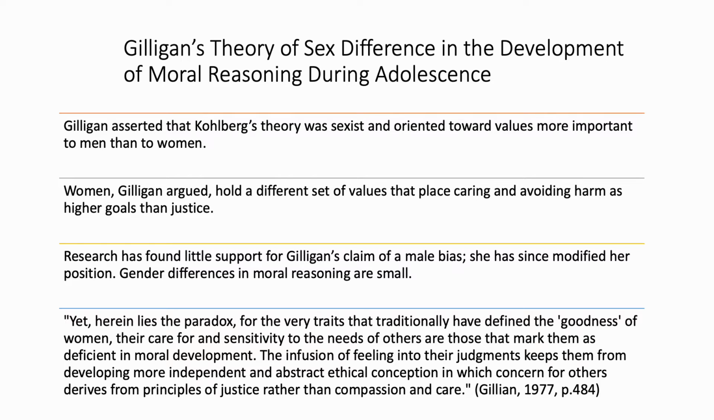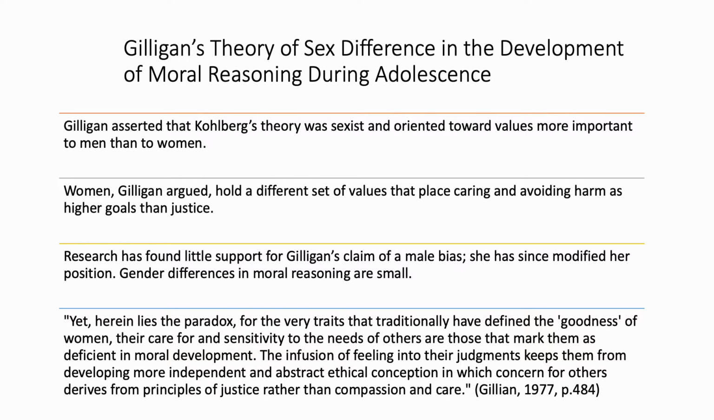Gilligan's theory of sex differences is about the development of moral reasoning during adolescence. Gilligan asserted that Kohlberg's theory was sexist and oriented toward values more important to men than to women. Women, Gilligan argued, hold a different set of values that place caring and avoiding harm as higher goals than justice. And research has found little support for Gilligan's claim of a male bias. She has since modified her position and found that gender differences in moral reasoning are small.